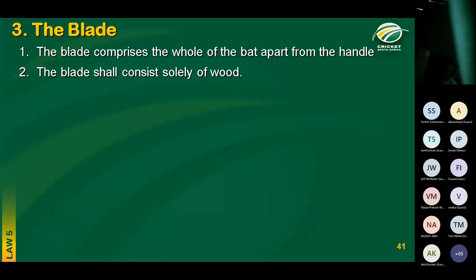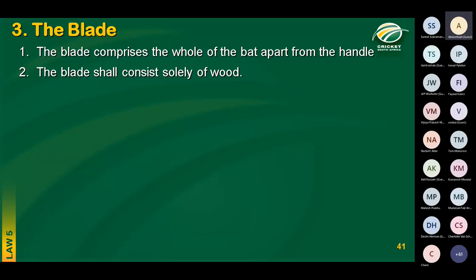Blade. The blade comprises the rest of the bat. And point number two, the blade shall consist solely of wood. No other material is allowed. The blade can only be made out of wood.